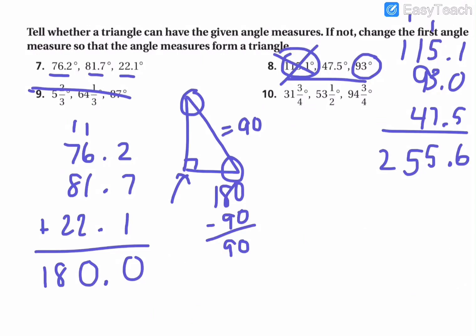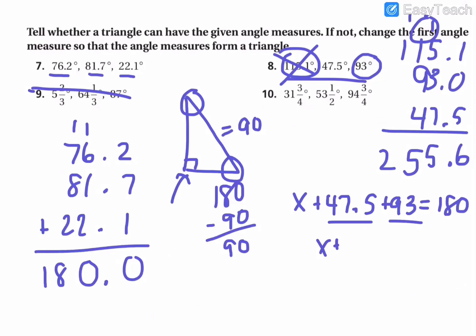So then what they want us to do is to make it work, okay? So change the first angle measure so that the angle measures form a triangle. All right, so the first angle measure was 115 and 1/10. We're just gonna get rid of that one, and we're gonna say x plus 47.5 plus 93 equals 180, and we're going to figure out what that missing angle would have to be. Okay, so we're adding these two together. I'm just going to stack that up top. 47.5 and 93. That's 140 and 5/10.